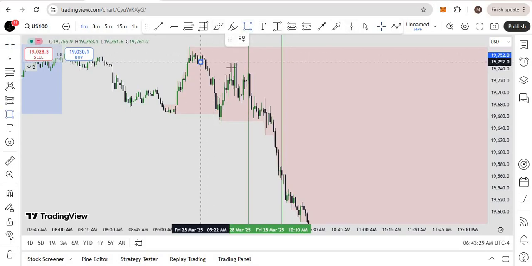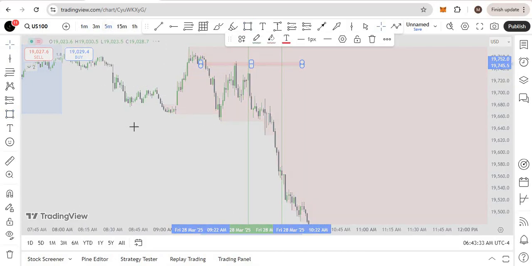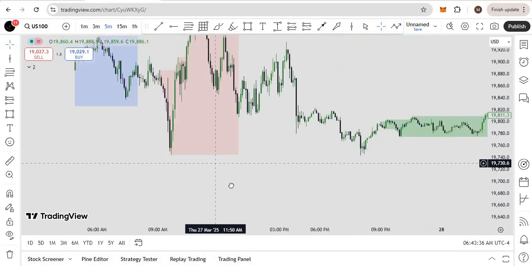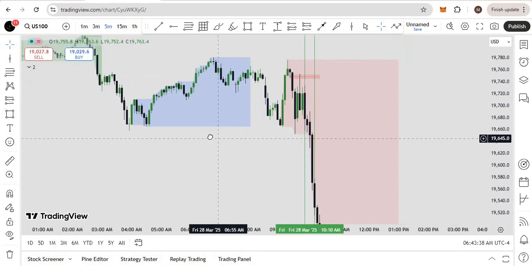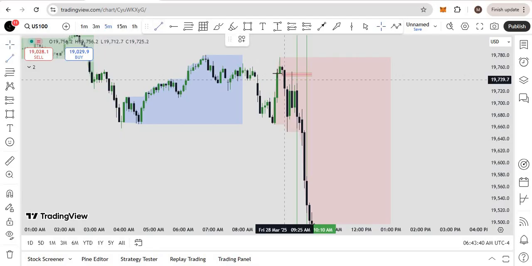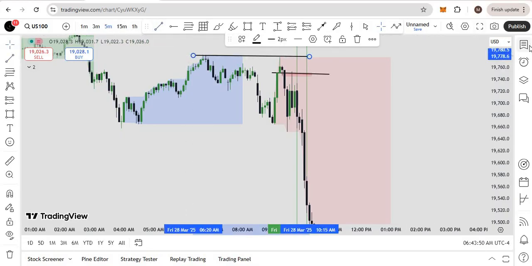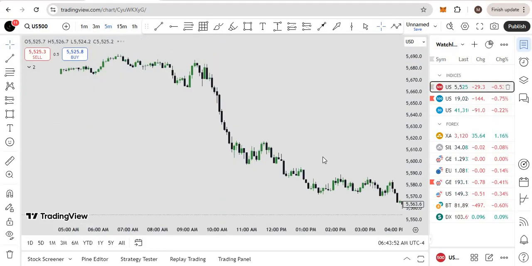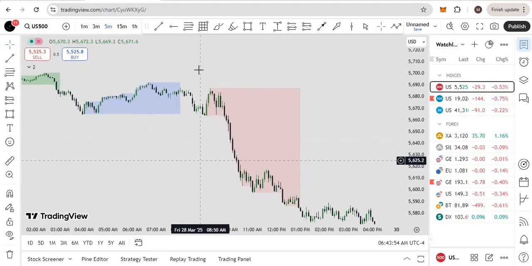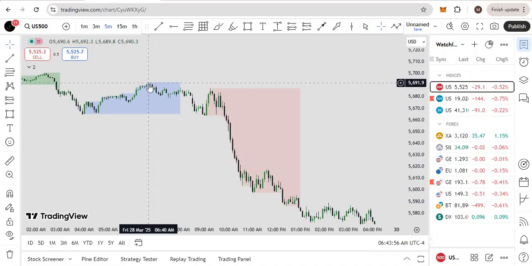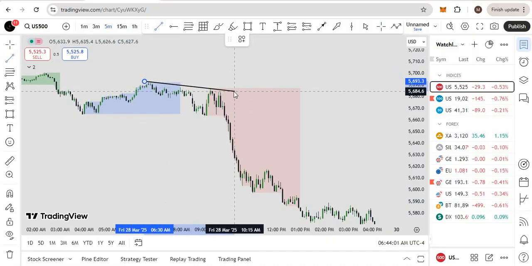Here, if you go to the 5 minute, you will see there is also a PD array, your order block. I will show you. See, we have this order block, and as multiple confluences, we have these equal highs, relative equal highs. And if you go to US and US 500, you will see these London high and New York high are not relative equal.